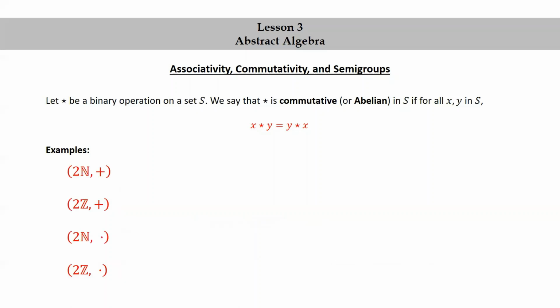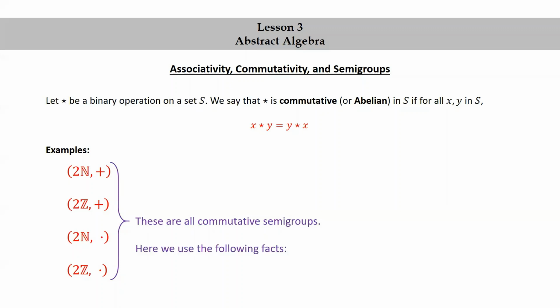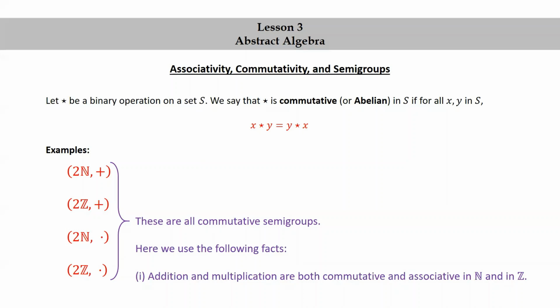Some more examples. 2N together with addition, 2Z together with addition, 2N together with multiplication, and 2Z together with multiplication. These are all commutative semigroups. Here we use the following facts. First, addition and multiplication are both commutative and associative in the set of natural numbers and in the set of integers. And second, commutativity and associativity are both closed downwards.